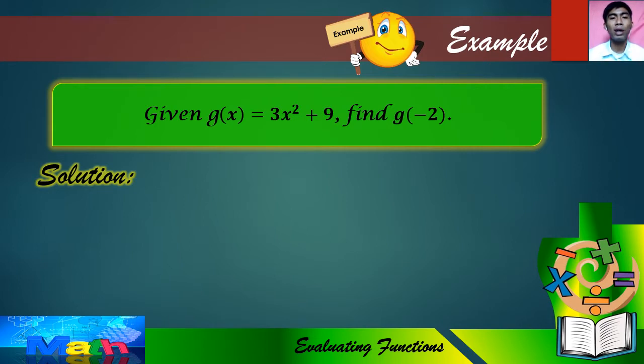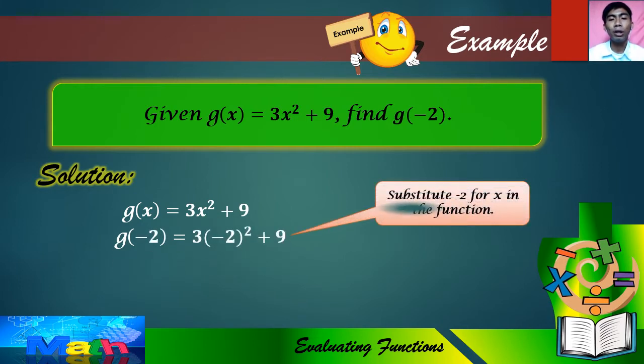Let's move on to our next example. Given g of x equals 3x squared plus 9, find g of negative 2. In this example, the value of x is negative 2. In the solution, copy the given function first. So we have g of x equals 3x squared plus 9. Next step is substitute the value of x, which is negative 2, to the given function.